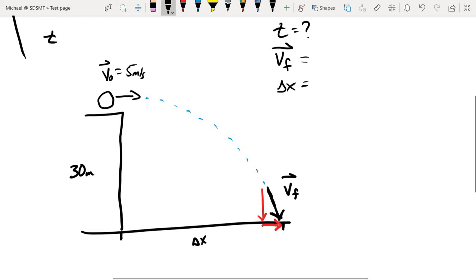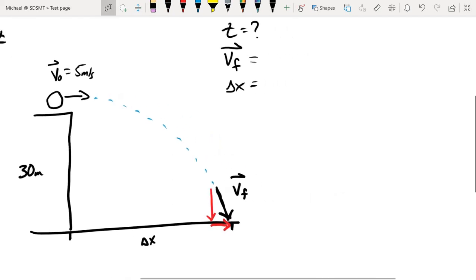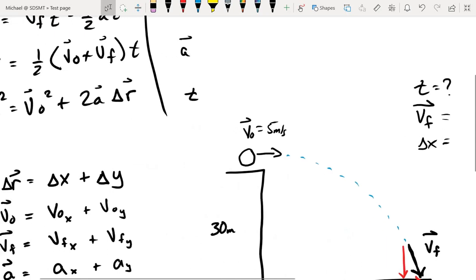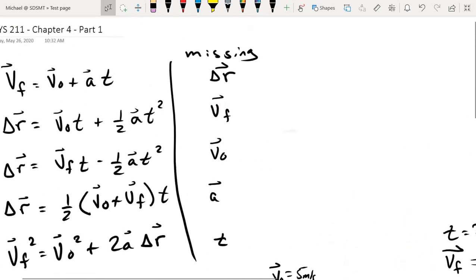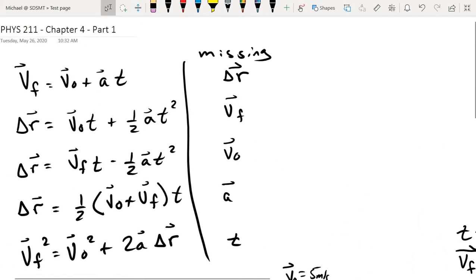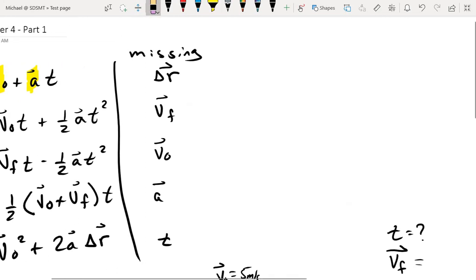Okay, so here's what we're going to do. We have all of these kinematic equations from Chapter 2. They've been updated for vector notation. So every one of these terms essentially has two pieces to it, an x and a y component. But I don't want to cram everything into a single expression, because things could get a bit overwhelming.